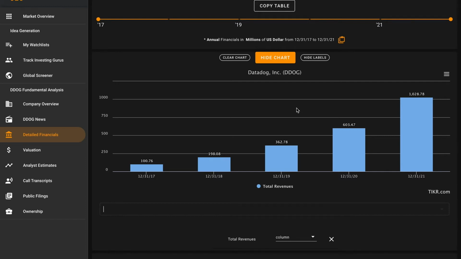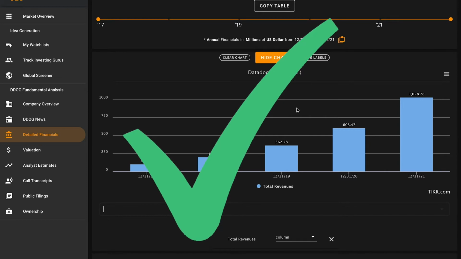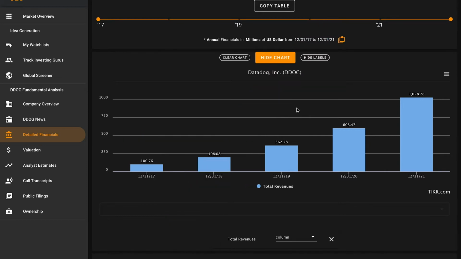But over the past 5 years, they've more than 10x'd revenues from $100 million in 2017 to more than $1 billion in 2021. So this is a huge check. This is huge revenue growth. They're growing revenues at a very high rate. And one of the fundamental questions that you should be asking yourself as an investor is, is revenue likely to continue growing at these rates into the future? Has this extreme growth been durable?